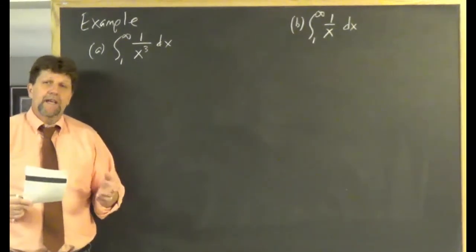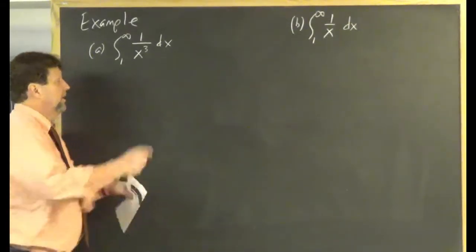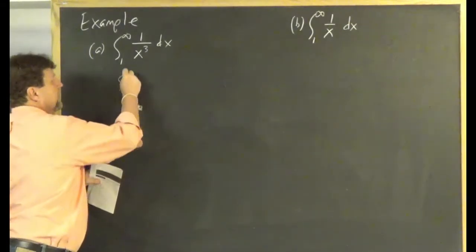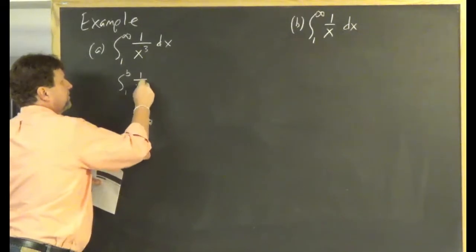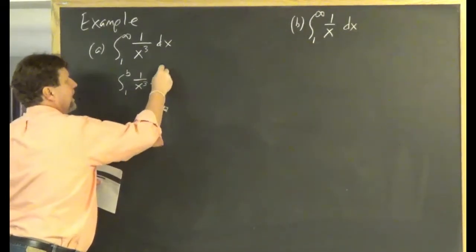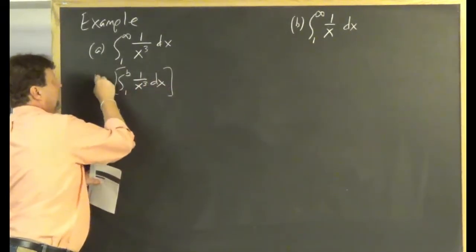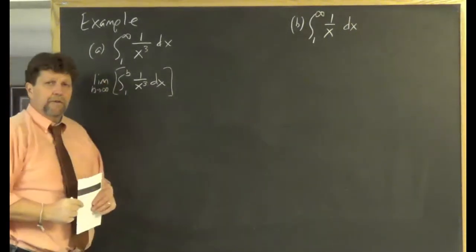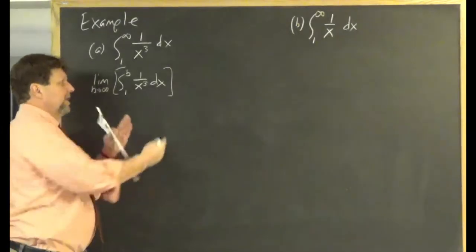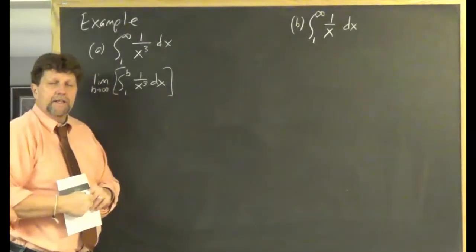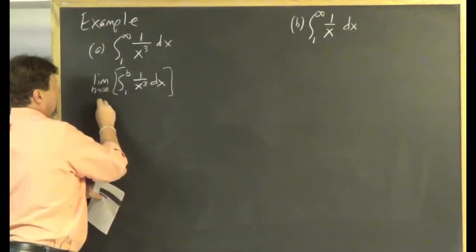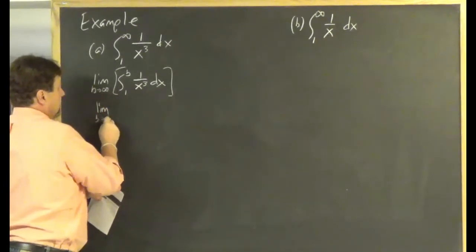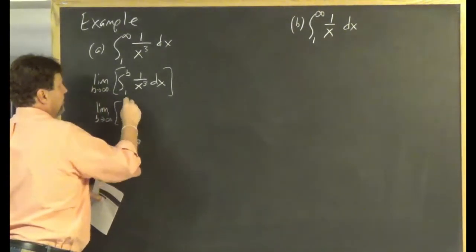So the first thing we say, can't do it. So we just rewrite it as integrating from 1 to b, 1 over x cubed dx. And then out front, we put the limit as b goes to infinity. So now we just attack what's inside the square brackets. So we have to integrate from 1 to b.